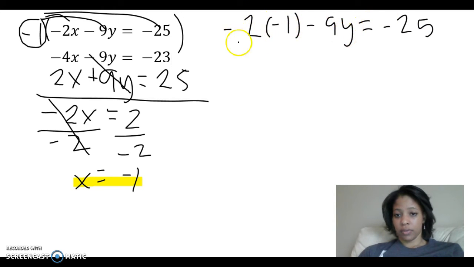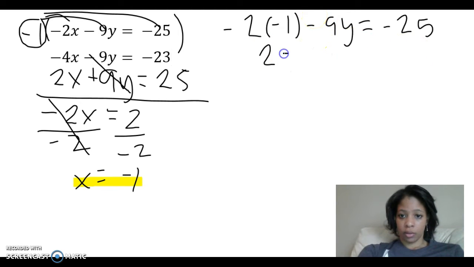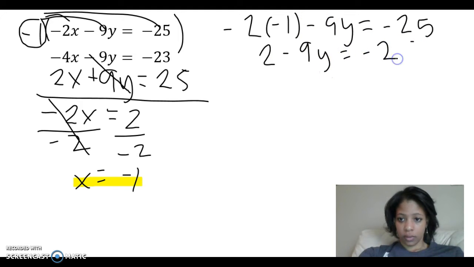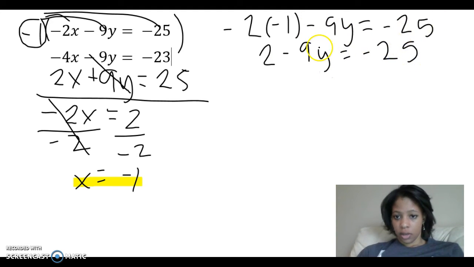Okay? So now I'm solving for y. So at first I need to simplify. So I need to multiply these two together. So -2 times -1 is positive 2. And then bring everything else down. So minus 9y equals -25.